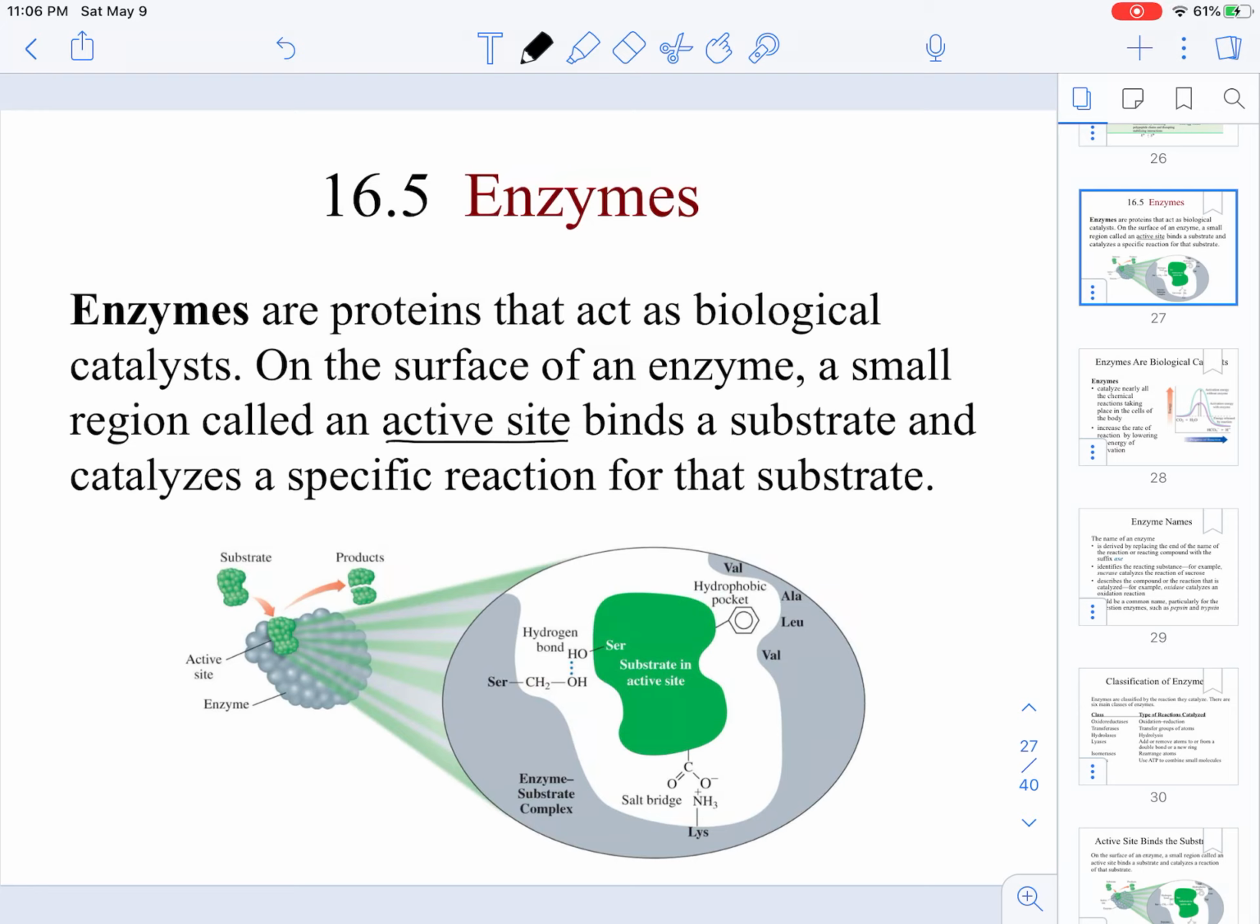So I want to specify that when it comes to biochemistry, we don't call reactants what we call them in general chemistry and organic chemistry. The word substrate is most commonly utilized. So remember, whenever I mention the word substrate, that's what I mean by reactant. Okay, it is the same thing. They're synonyms. It's just that in biochemistry, that's how we refer to them.